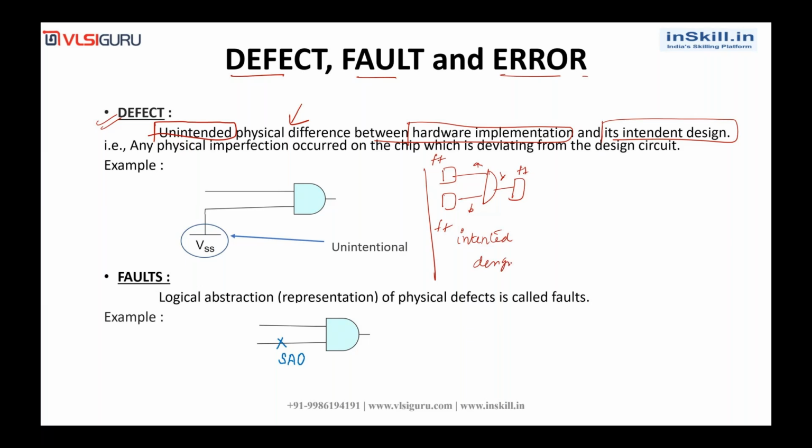Say for example, during manufacturing, we have seen that unintentional shorts and unintentional opens can happen. So that is a manufacturing defect. Say for example, this B net of the AND gate has got connected to ground.